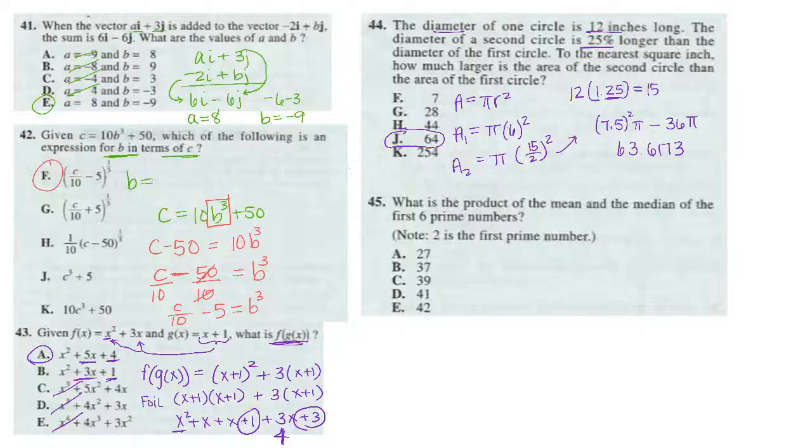Okay, so for the next one, what is the product of the mean and median of the first 6 prime numbers? And use the hint they gave you, that 2 is the first prime number. So when we start listing these out, you know what prime numbers are, the only factors are 1 and itself. So you got 2, 3, 5, 7, 11, and 13.